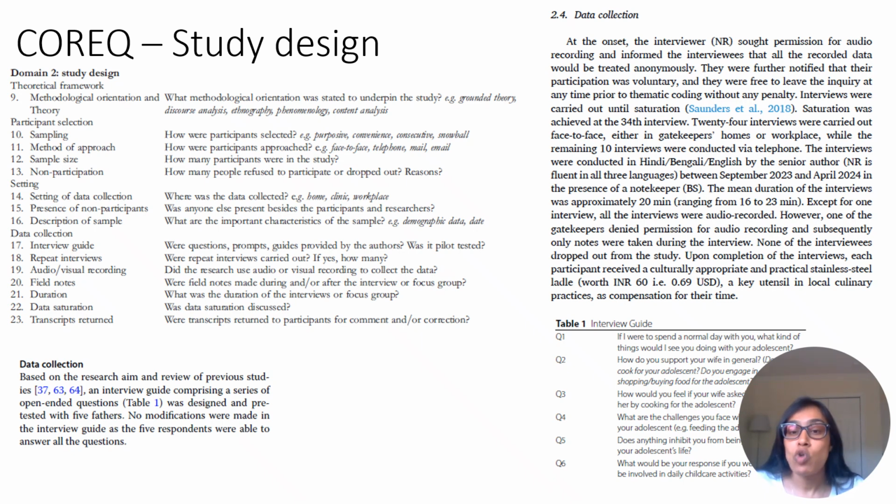None of the interviewees dropped out from the study. So we clearly mentioned there were no dropouts, right? Here it's written how many people refused to participate or dropped out. So none refused, and therefore there's no need for any reason.